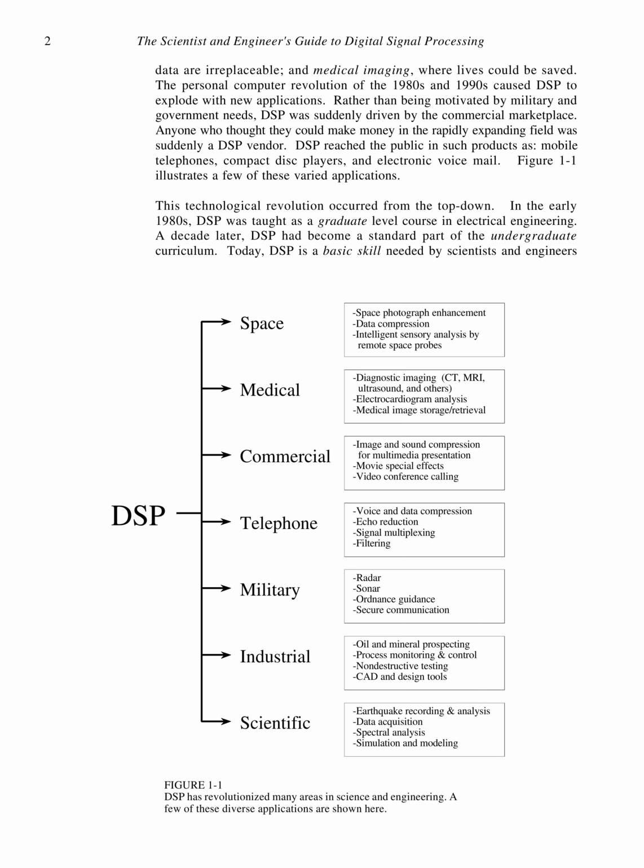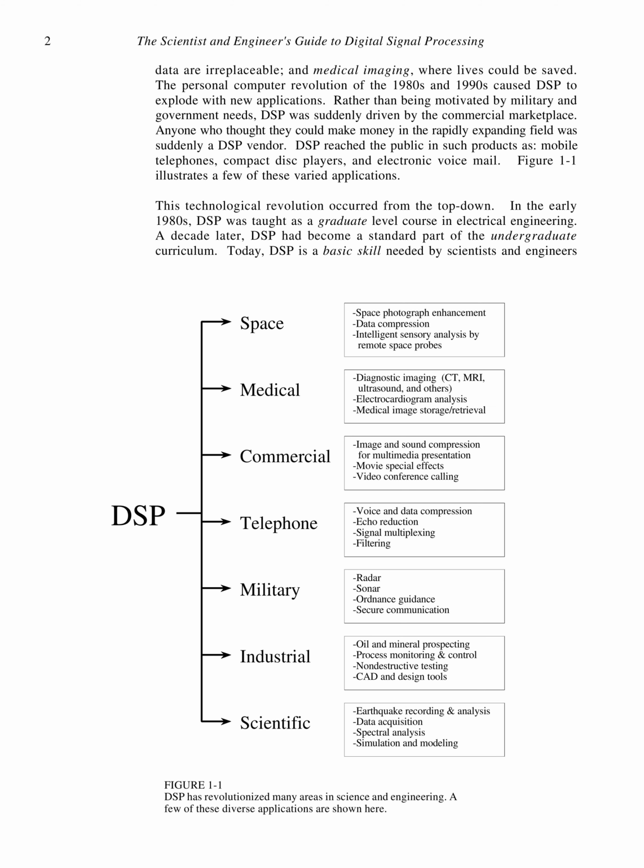The personal computer revolution of the 1980s and 1990s caused DSP to explode with new applications. Rather than being motivated by military and government needs, DSP was suddenly driven by the commercial marketplace. Anyone who thought they could make money in the rapidly expanding field was suddenly a DSP vendor. DSP reached the public in such products as mobile telephones, compact disc players, and electronic voicemail. Figure 1-1 illustrates a few of these varied applications.